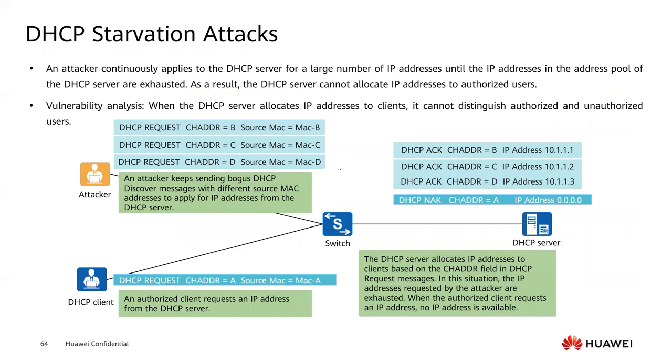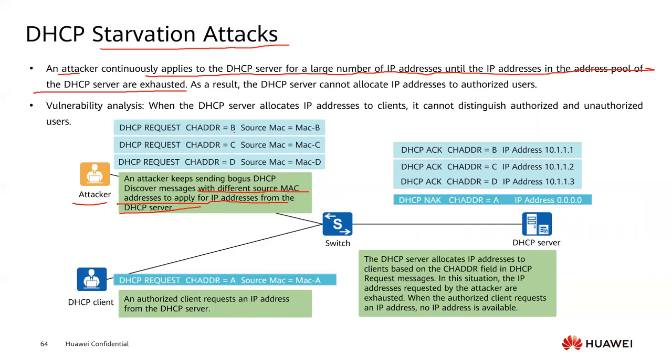Let's look at the first one, the DHCP starvation attack. What does it mean? It means the attacker will apply to the DHCP server for a large number of addresses until the addresses in the address pool of the DHCP server are exhausted. How does it do this? The attacker will keep sending bogus DHCP discovery messages with different source MAC addresses to apply for IP addresses from the DHCP server.